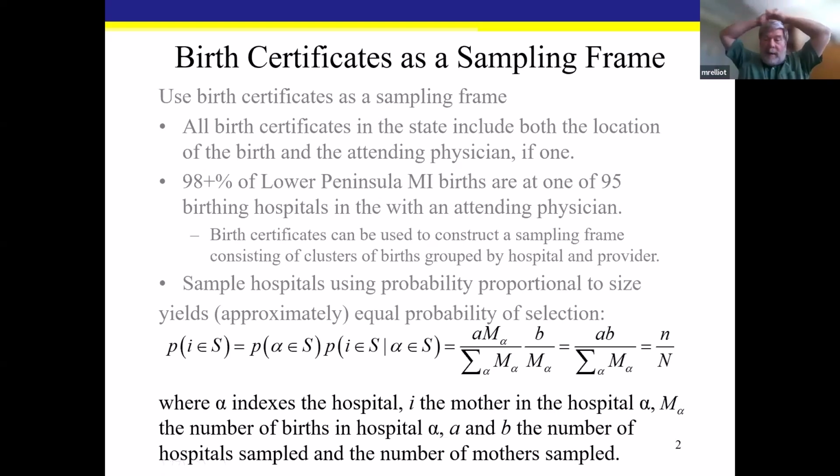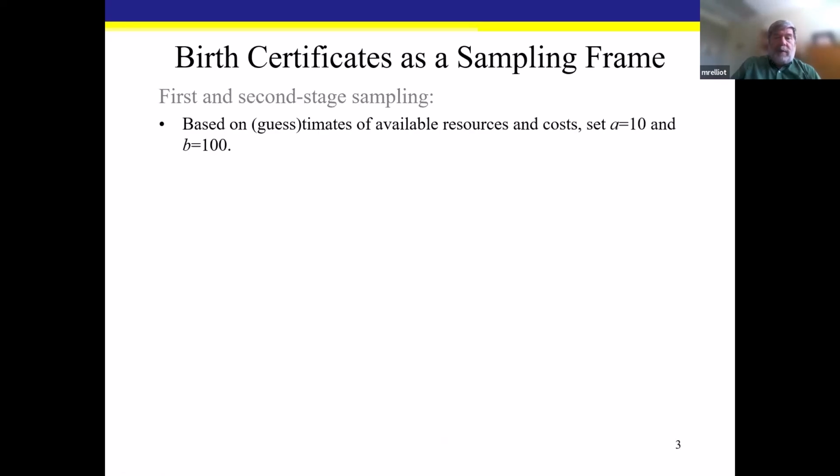So as we go out, we go into a hospital, we sort of have a team, if you will, that goes out, and whether the hospital has hundreds or thousands of births, we try to get the same number out of there. So you get efficiency, both statistically and logistically. Okay. So what did we do?